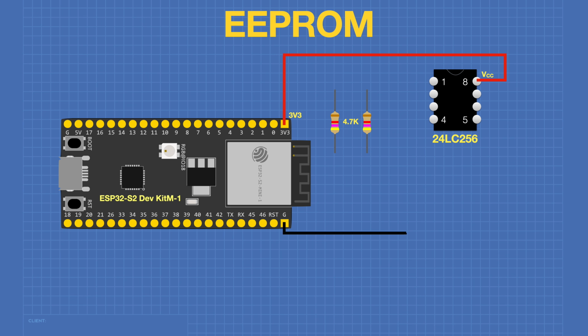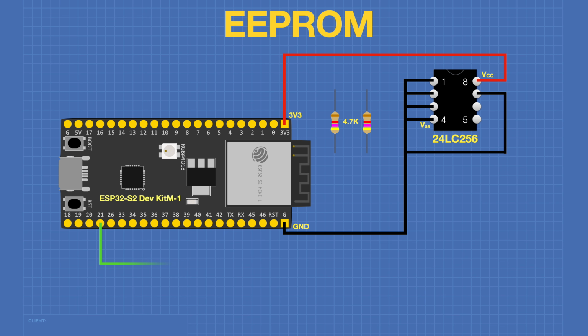We'll connect the ground pin on the ESP32 to the VSS pin on pin 4 of the EEPROM. We'll also connect pins 1, 2, and 3 to ground. This will set the base I2C address to hexadecimal 050. And we'll ground the write protect pin on pin 7 as well, so that we can write to the device.